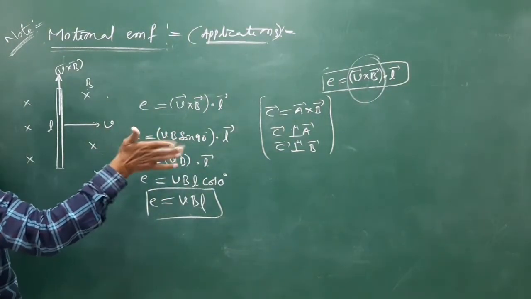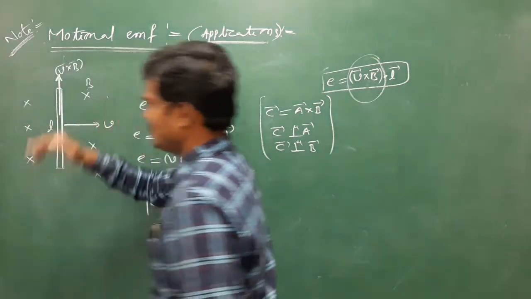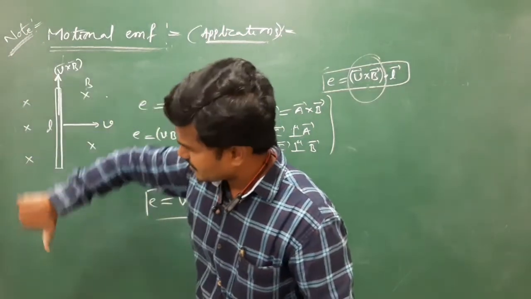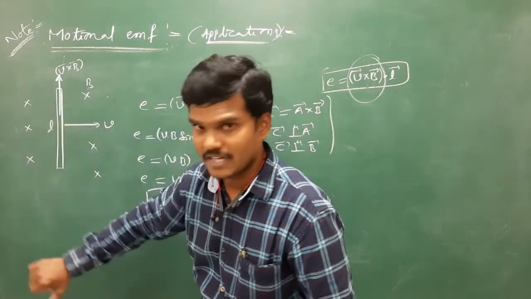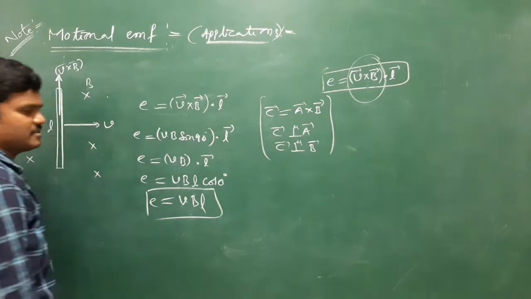If the conductor moves to the left side, V cross B direction is downside. Again, L and V cross B are parallel. Theta is 0. So you will get it. Theta 0 or 180, you will get the answer.